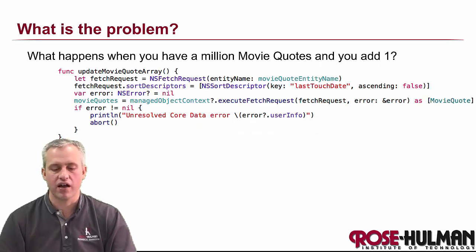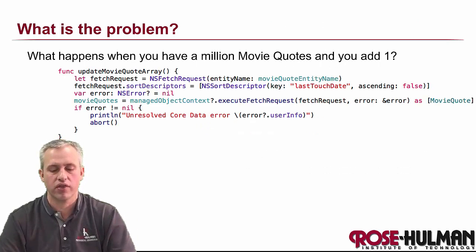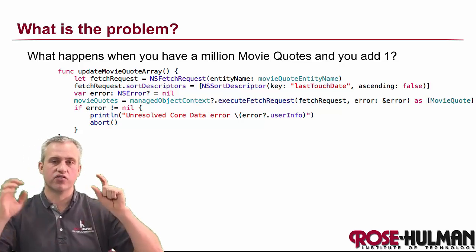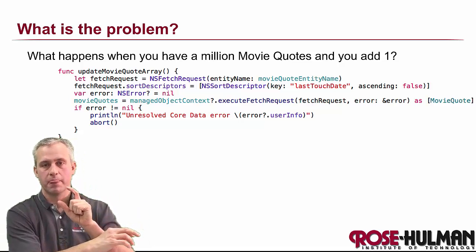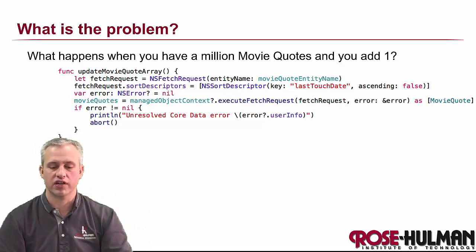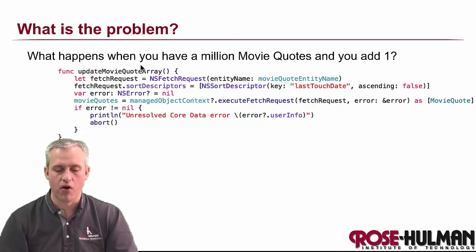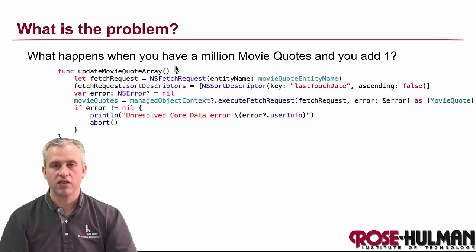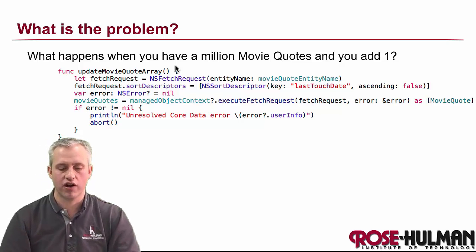All right, so now we've got a clean project that we can work with, and we're going to try to fix this problem: if we add just one thing, instead of throwing away everything we know, how can we do it more efficiently? So we're going to be getting rid of our update movie quotes array, and we're going to be replacing it with another approach. In this video, we're just going to set the stage.